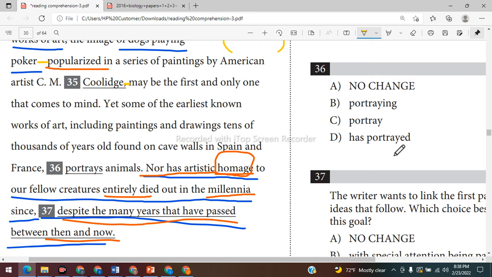Come on, let me read the sentence first before I answer. Okay, so we have a plural noun. What's the plural noun? Works of what? Of art, right? So that means we need a plural verb, right? Portray, not portrays. Portray. So the answer is C.